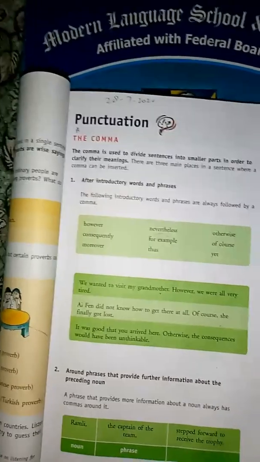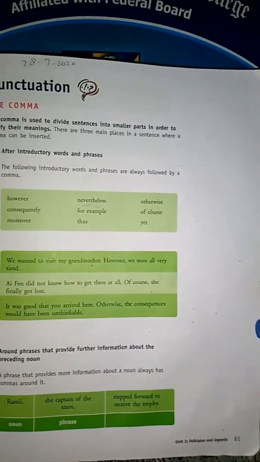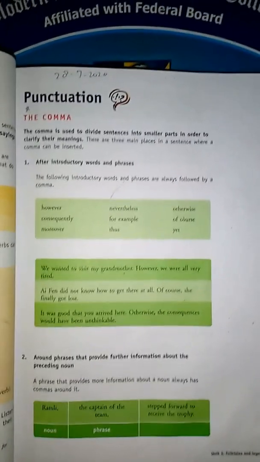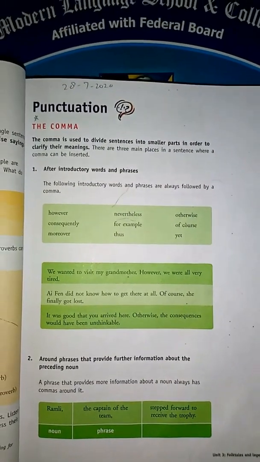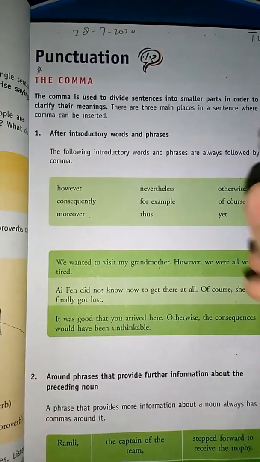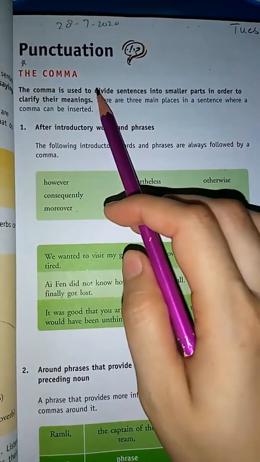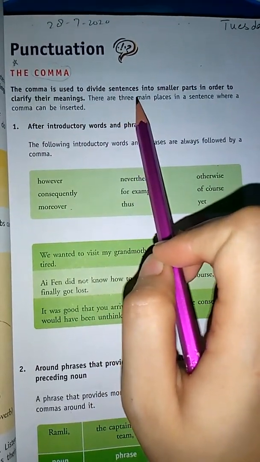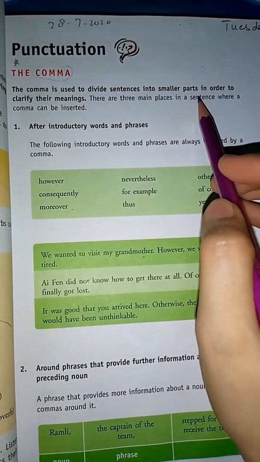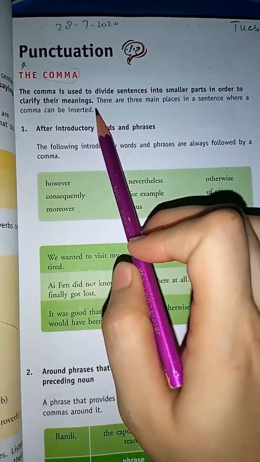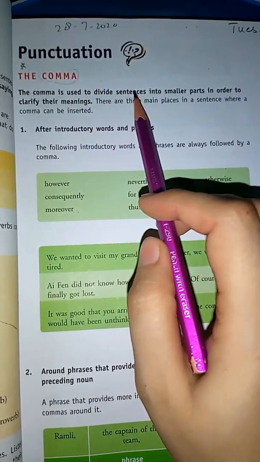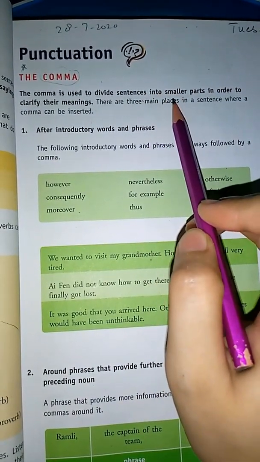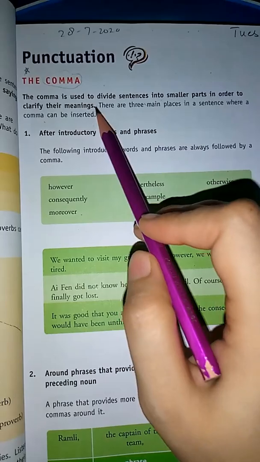So students, today we are going to do page number 61 of your textbook. Take out your textbooks and open page number 61, and also take out your pencils for writing the date and day on your page. Today we are going to read about the comma. What is this comma? The comma is used to divide sentences into smaller parts in order to clarify their meanings. Why do we use a comma? To divide the sentence into smaller parts. Why do we divide the sentences into smaller parts? Because we want to clarify their meanings.